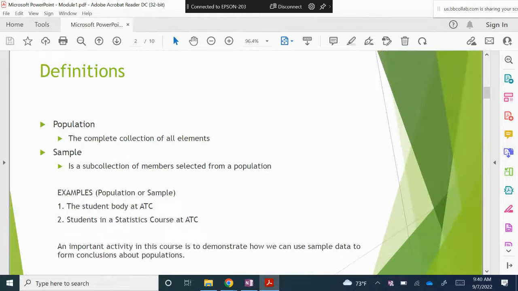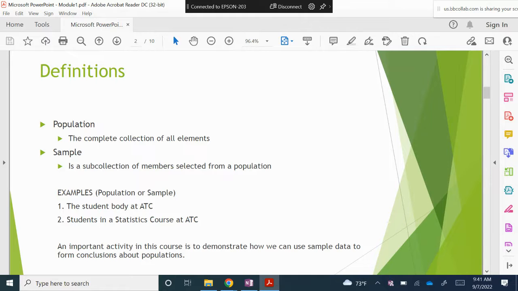All right, so the first thing we want to talk about is a population and a sample. A population is just a collection of all elements, and a sample is a sub collection of members selected from a population. A real life example of a population would be all of the students at Aiken Technical College, right? That would be a specific population, which would include every single student at Aiken Technical College.